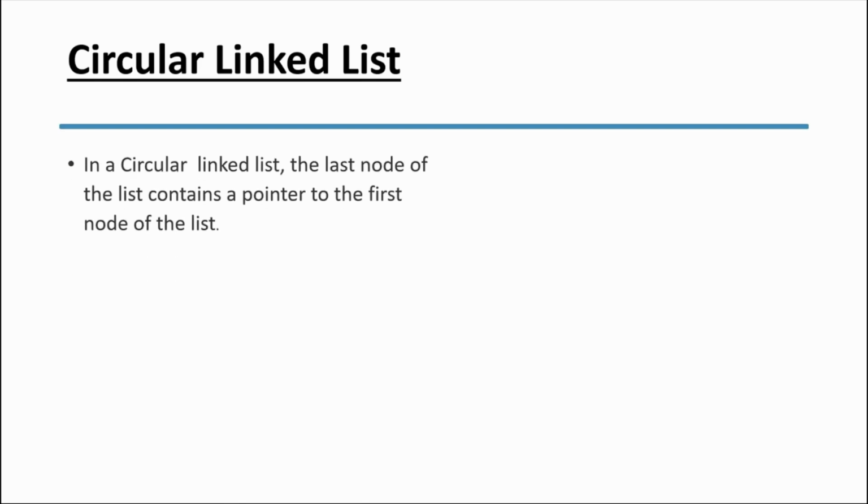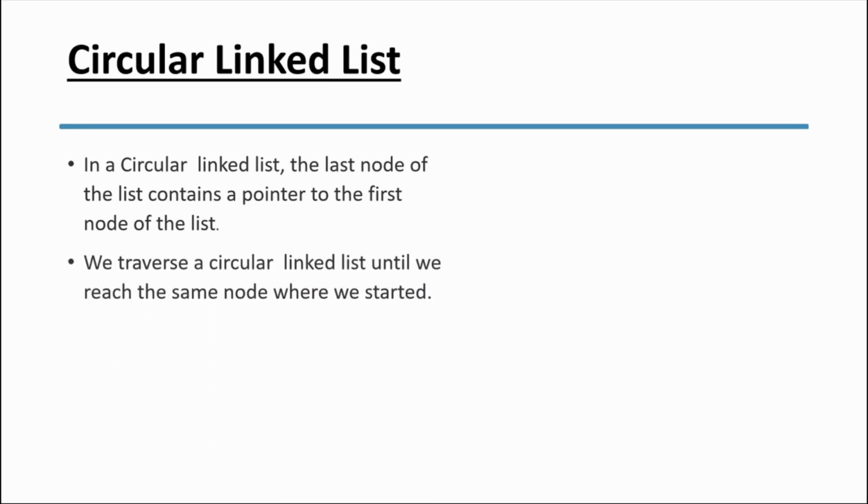Now let's see the next type of linked list. The next type of linked list is the circular linked list. So in a circular linked list, the last node of the list contains a pointer to the first node of the list. So the pointer in the last node will point to the first node again.